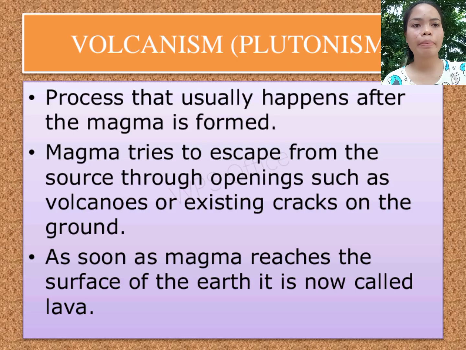Volcanism or Plutonism. Volcanism or Plutonism refers to the process where magma formed deep within the Earth's crust escapes to the surface. This occurs when the magma moves through cracks or volcanic openings. Once the magma reaches the surface, it is referred to as lava. Over time, the lava cools and solidifies, forming volcanic landforms, such as mountains, cones, and plateaus. Volcanism plays a key role in shaping the Earth's surface and can also contribute to the release of gases into the atmosphere.